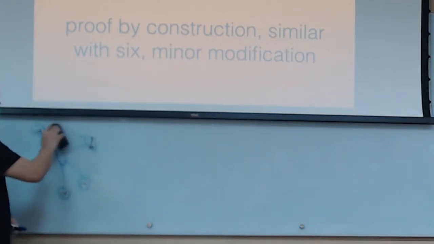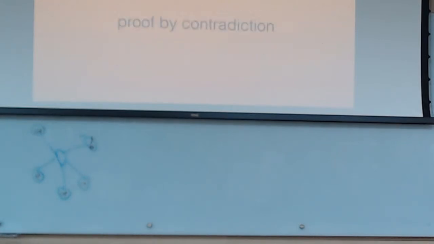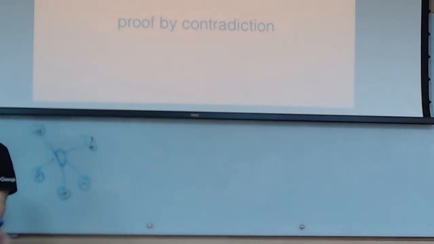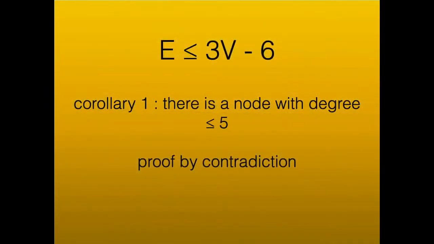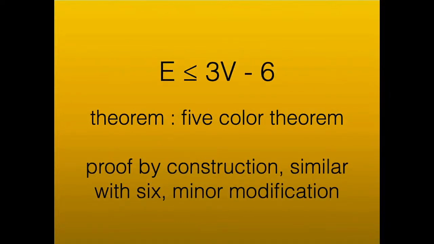So for 5 colors, only this property is not enough. Just now we saw for the 6 color theorem, if the graph satisfies this corollary, it's enough. We don't need the planarity anymore, right? As long as there's a node with degree at most 5, we can color it with 6 colors. That's fine. But now for 5 colors, we still need the planarity property.